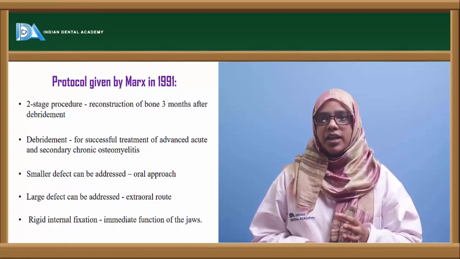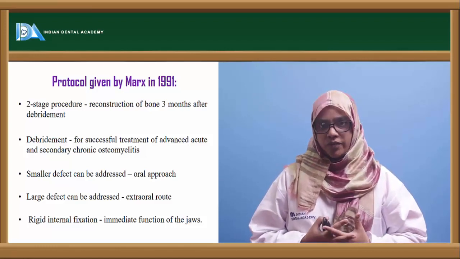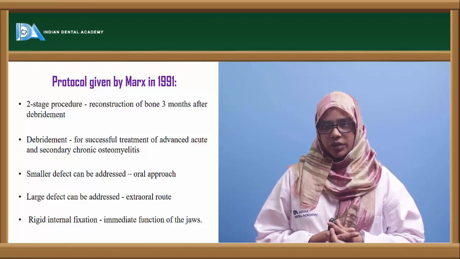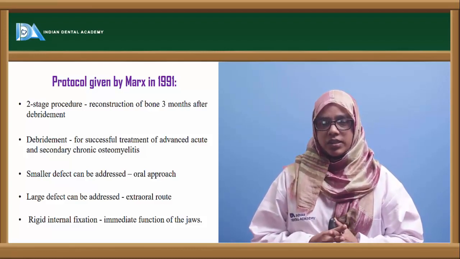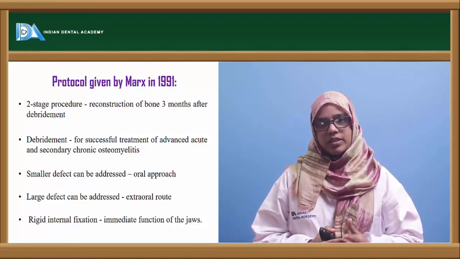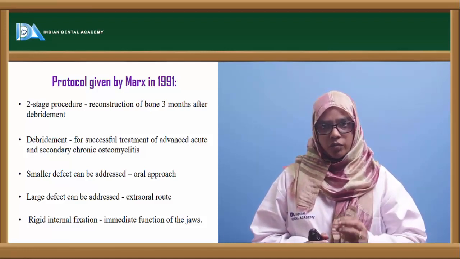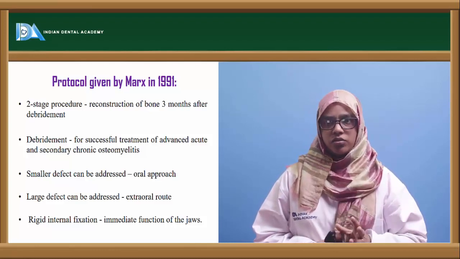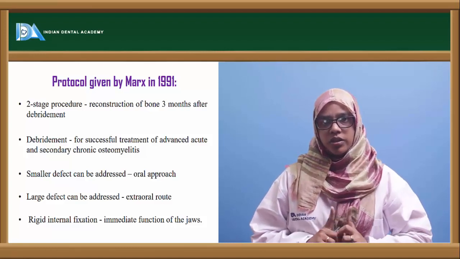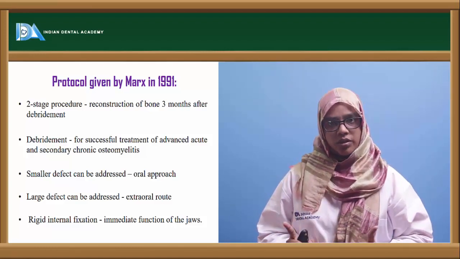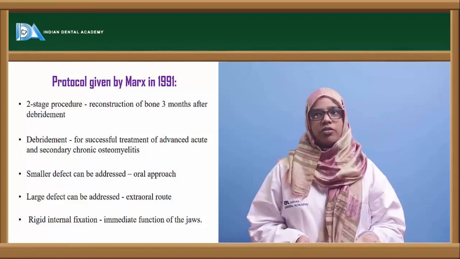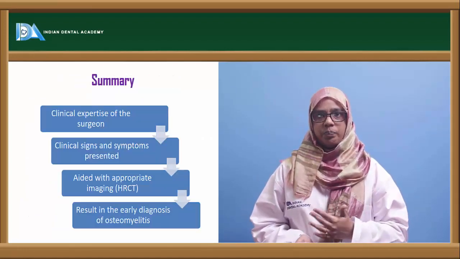Okay, Marx has given a two-stage protocol wherein he states that you will reconstruct the bone after 3 months of debridement. You do debridement for successful treatment of advanced acute secondary chronic osteomyelitis. Smaller defects you address from the oral cavity, larger defects from the extraoral region. Okay, you will remove the bone and then you will use a reconstruction plate to reconstruct the mandible, and later after 3 months you will do a bone grafting and reconstruct it.